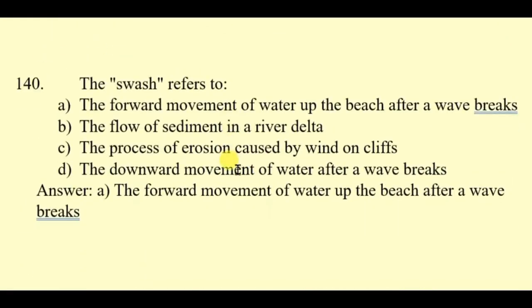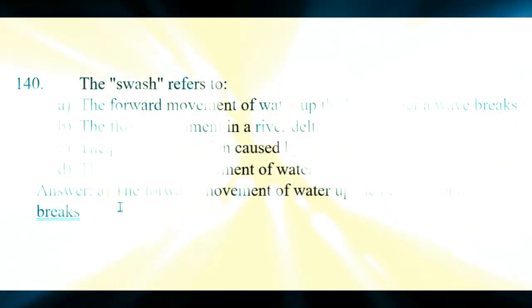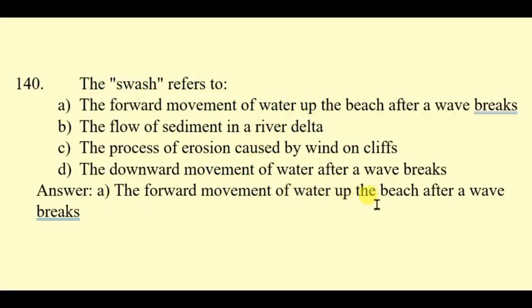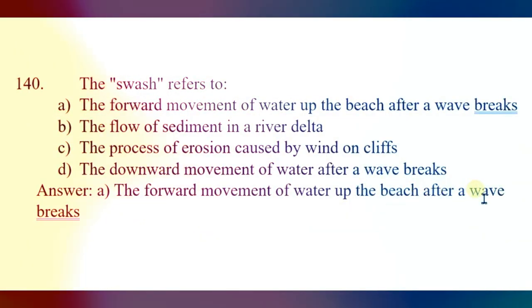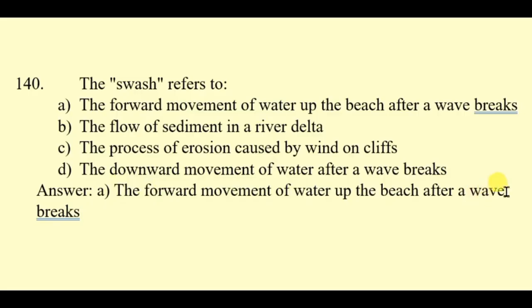Question 140. The swash refers to the forward movement of water up the beach after a wave breaks, the flow of sediment in a river delta, the process of erosion caused by wind on cliffs, the downward movement of water after a wave breaks. The right answer will be the forward movement of water up the beach after a wave breaks. But before a wave breaks is not the backwash. The opposite of swash is called backwash.